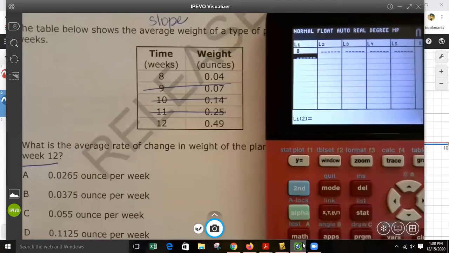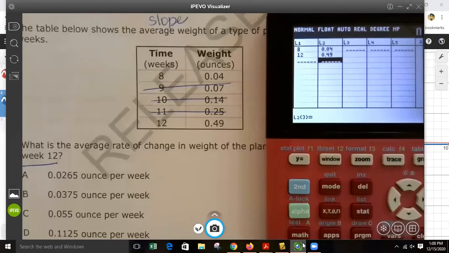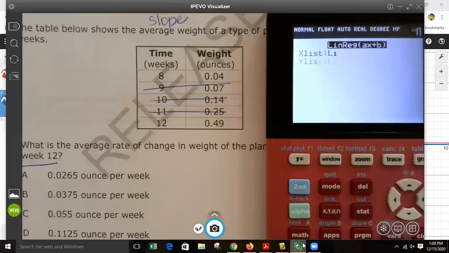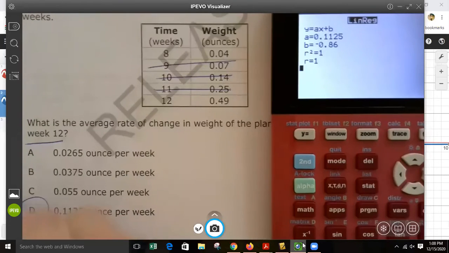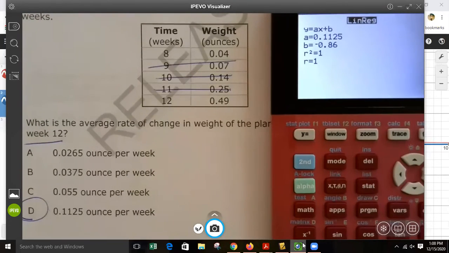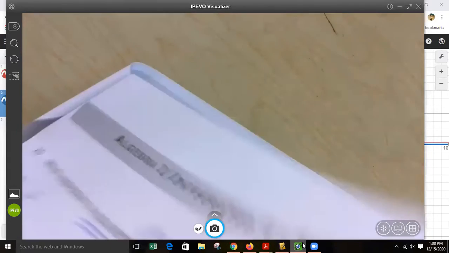All right, so we have 8 and 12, 0.04 and 0.49. And then we do stat, calc, linear regression. And what's our slope? A, B, C, or D? Answer choices. That's okay. D. Remember that A on our calculator is our slope. So 0.1125. That's it. So there's a lot of these on there that you can count on.